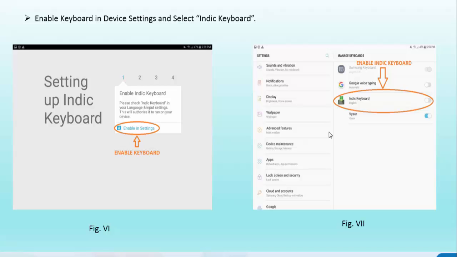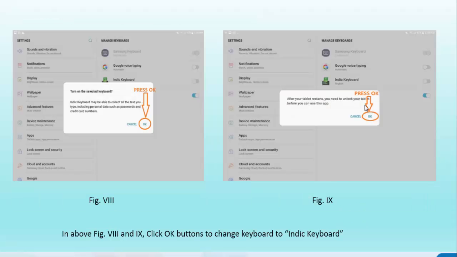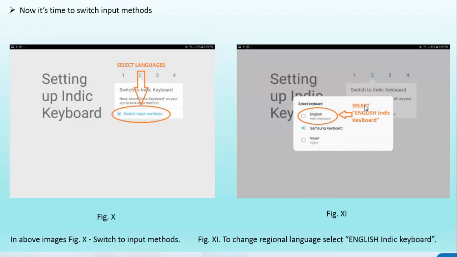So you have to configure this Indie keyboard. First step will be to enable the settings. You have to enable the Indie keyboard option in your tablet. By default, it will be the system keyboard. Then just change it to Indie keyboard option. Just enable the Indie keyboard option as it is given on the right side screen. Just enable that one. Then second option, you have to switch the input to English from this Indie keyboard option.